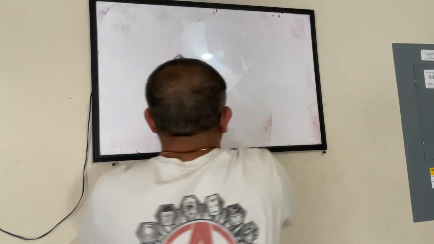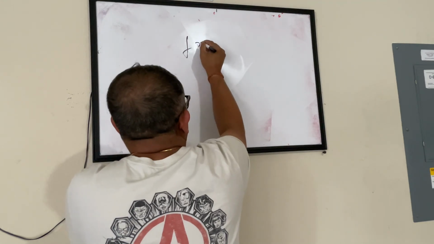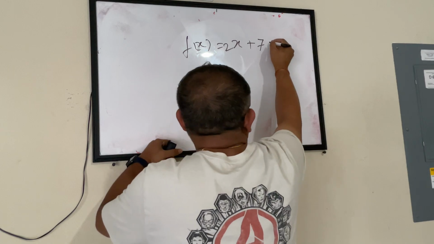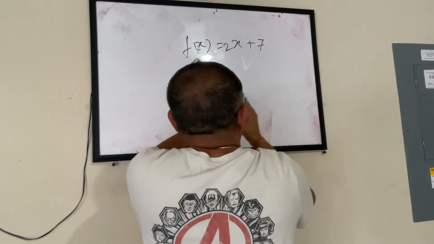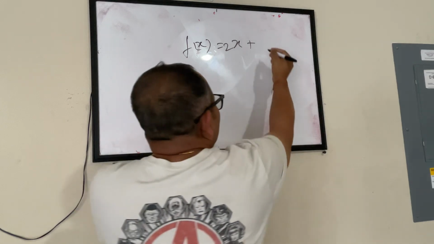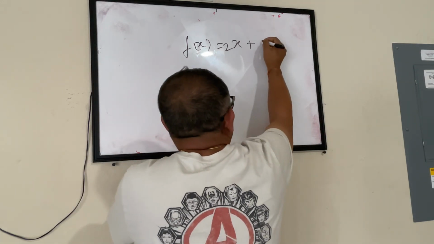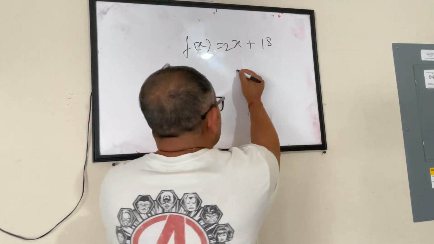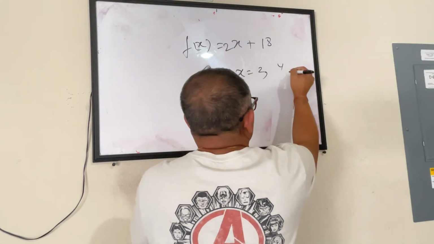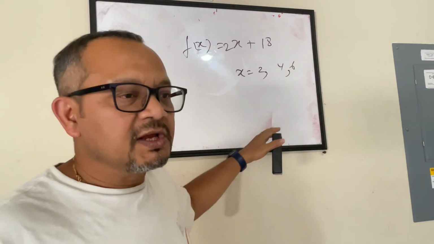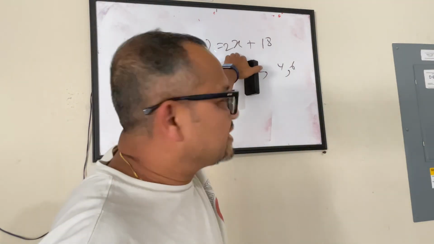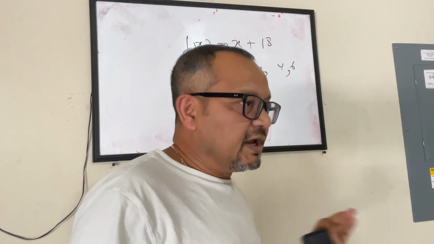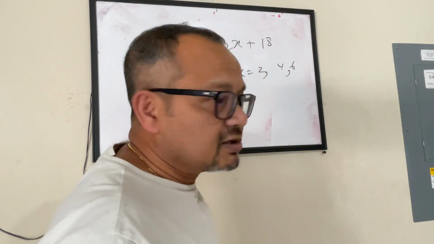Let's say you have another function, f of x equals 2x plus 7. I don't know why I'm so inclined towards putting the number 7. Let's say 2x plus 18. Evaluate this for x equals 2, x equals 4 and 6. What you will do is you will just put the value of x in this function, and that is what will give you the value. So that's all about evaluating a function. Anybody have any question about this easy peasy concept?